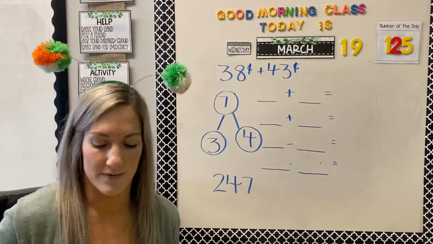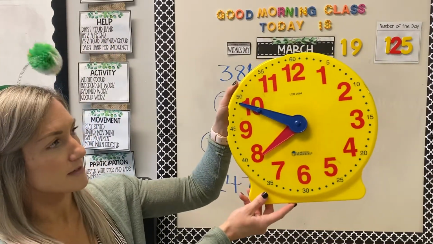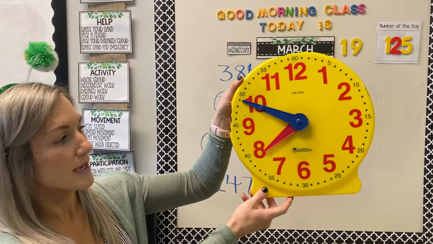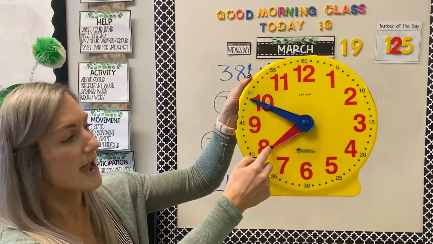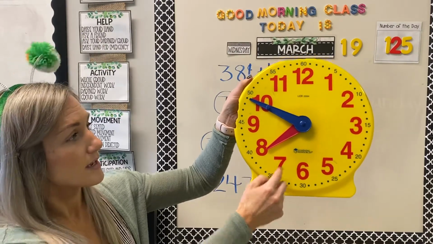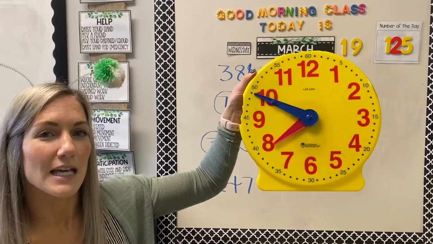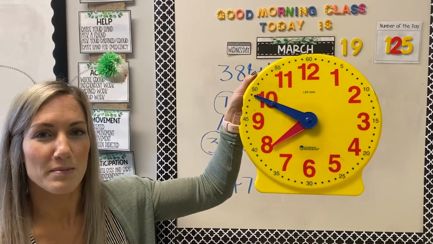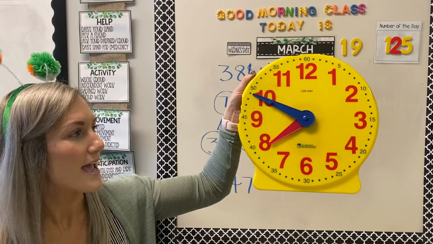Let's look at our clock today. Boys and girls, what time is it? That's right, it's 7:50. The short hand points to the hour. It's not quite at the 8, so I know it's 7, and the long hand points to the minutes. 7:50. If it's 7:50 and I am eating my breakfast, is it AM or PM? That's right, it's 7:50 AM.